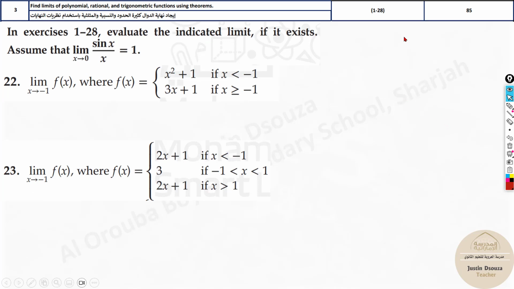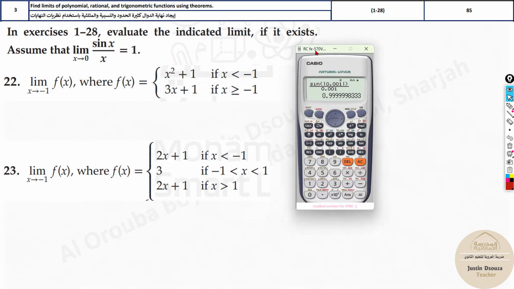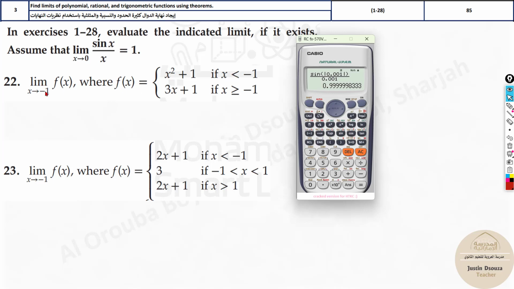Again, a few more piecewise equations. Let's quickly solve them. I'll directly solve them now. It's at -1. So just substitute -1 over here first. It'll be -1 instead of x, it's -1 squared plus 1.